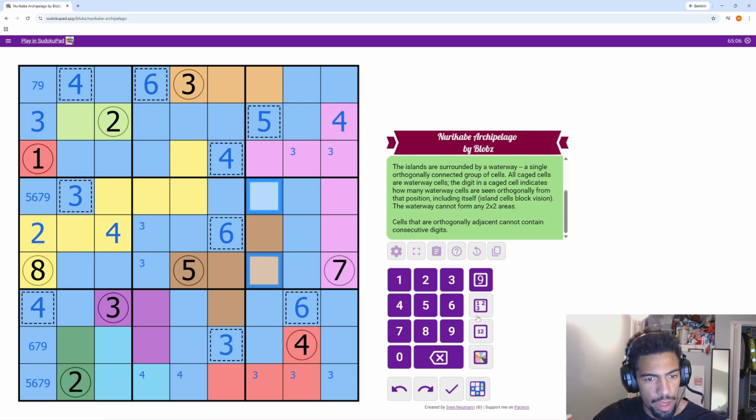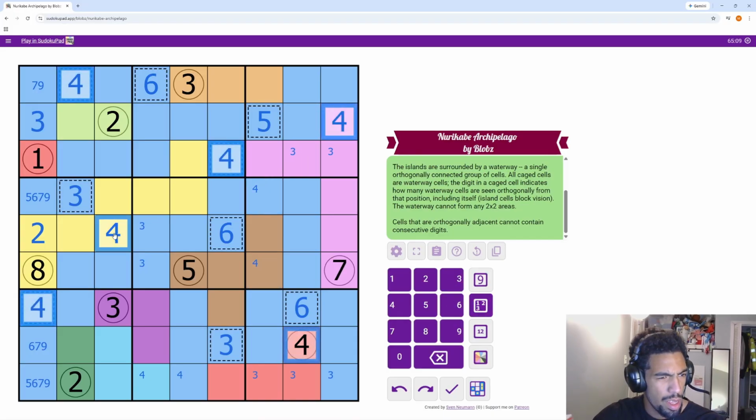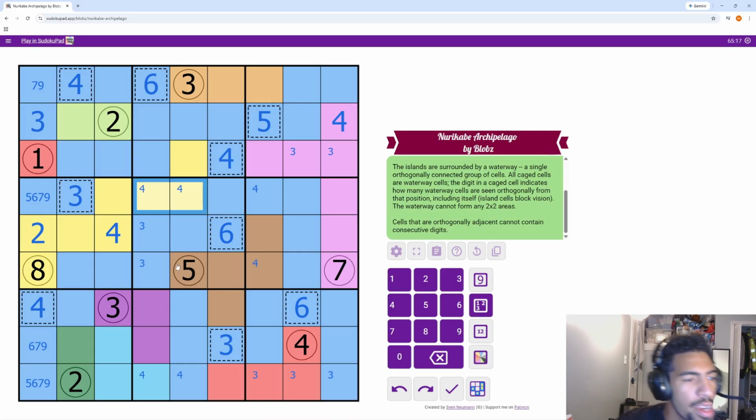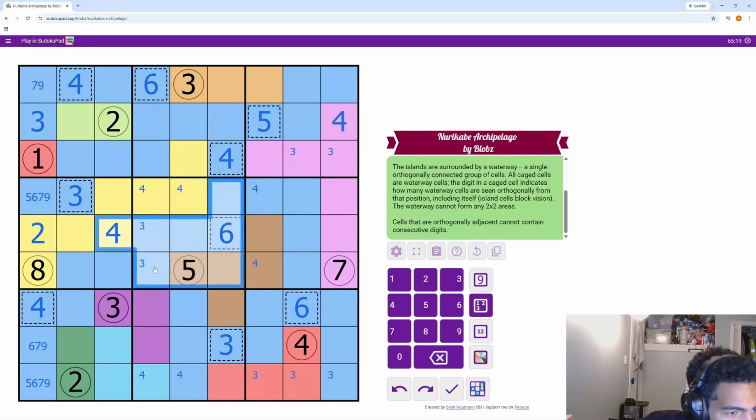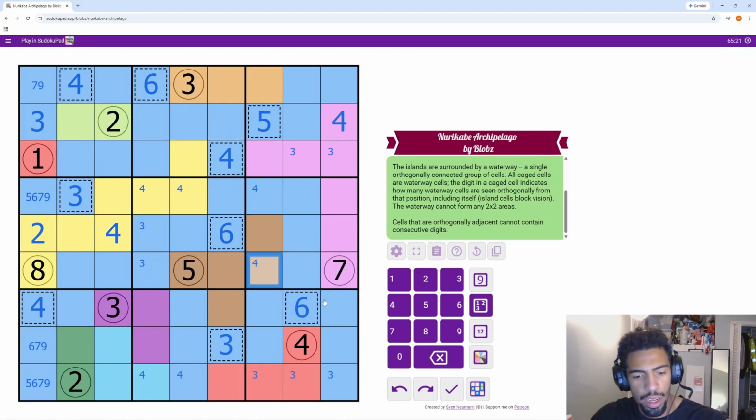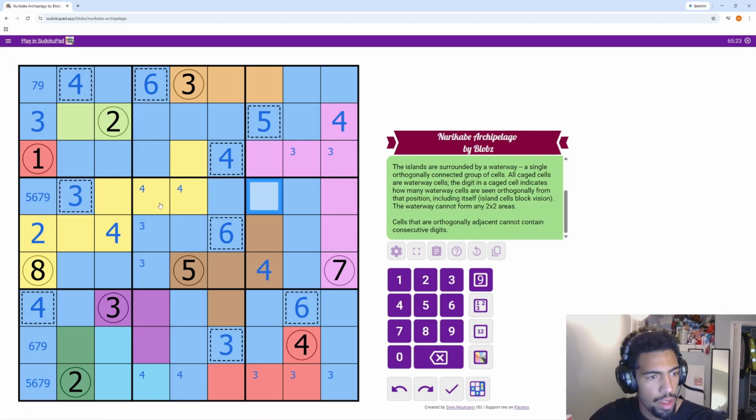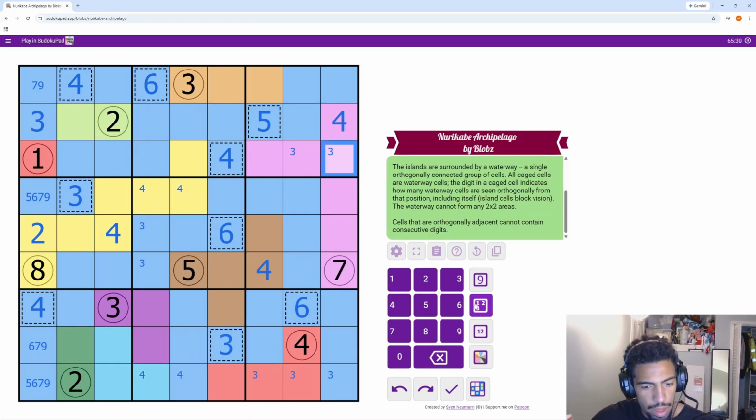So then I get a 4 here. And then a 4 here, because it can't be next to the 5. Right, so then I get this. And then I have 7 4s. That seems okay. No adjacent digits to help me out. But I do have this adjacent digit to help me out.